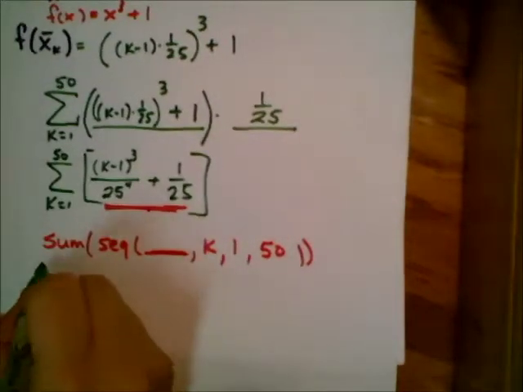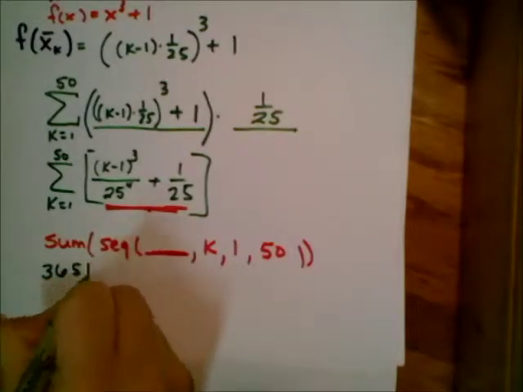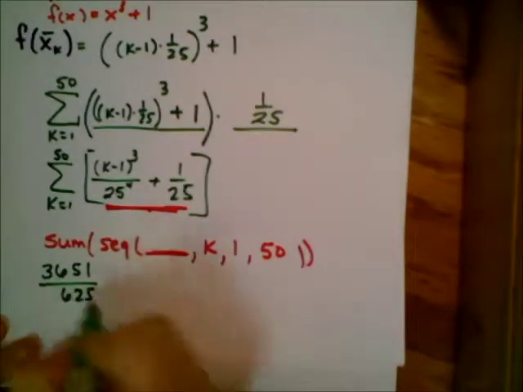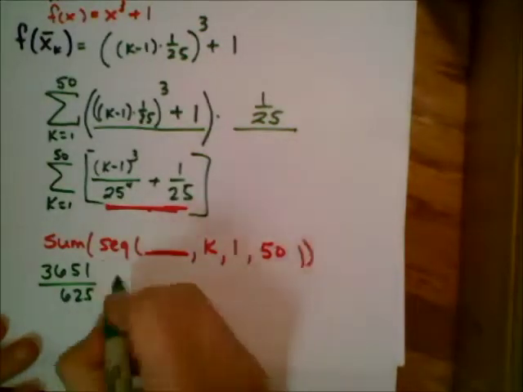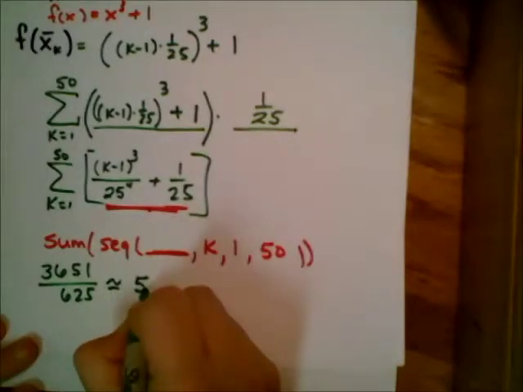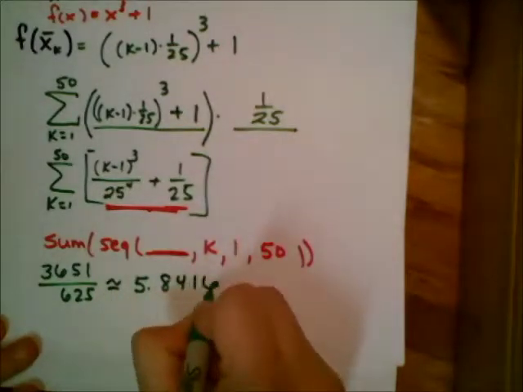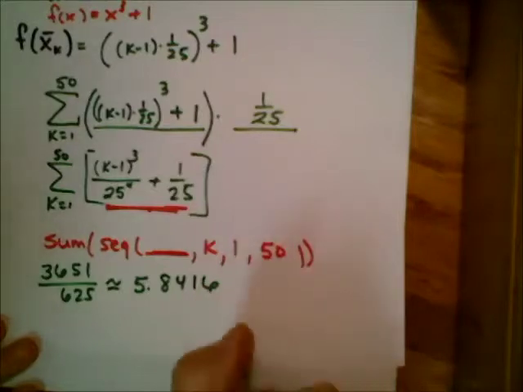If you let the calculator give you a fractional answer, that fraction will simplify to 3,651 over 625, and that is approximately 5.8416. Or it's exactly that.